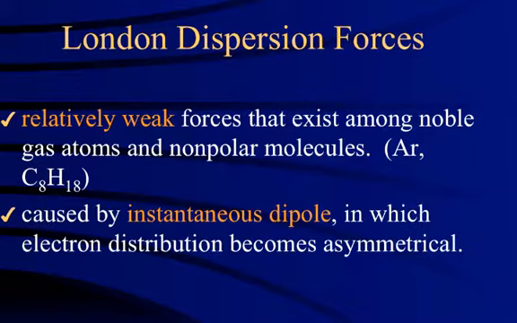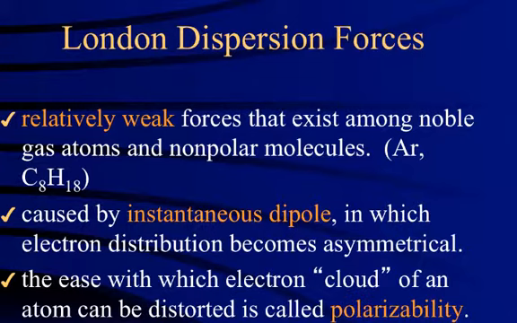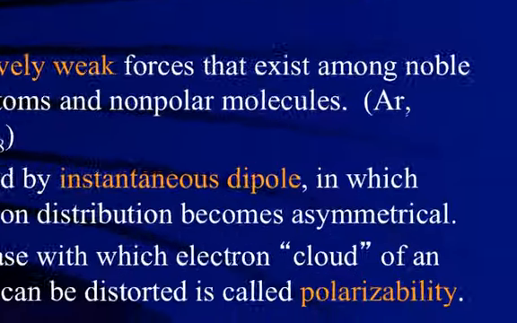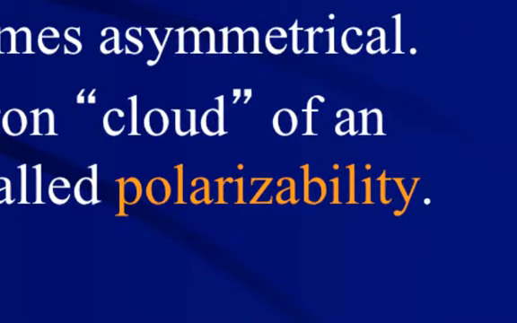They're caused when, out of the blue, you get this instantaneous dipole. All the electrons are behaving themselves, and then for a brief instant, the electrons end up more on one side of the molecule than the other. One word we use to describe how easy it is to form this distorted cloud is called the polarizability of an atom.